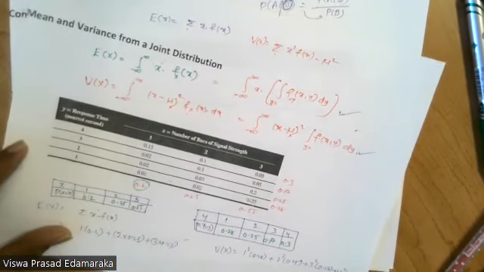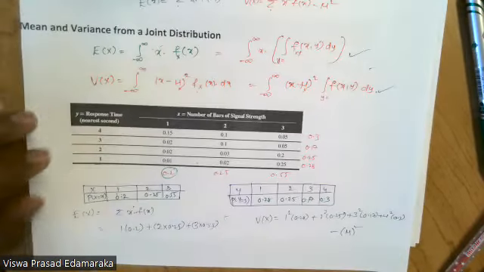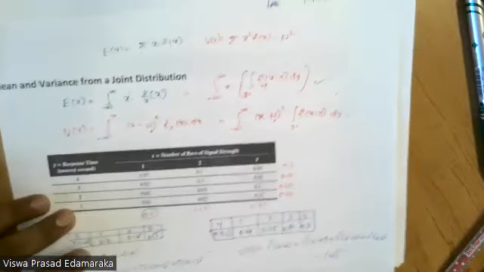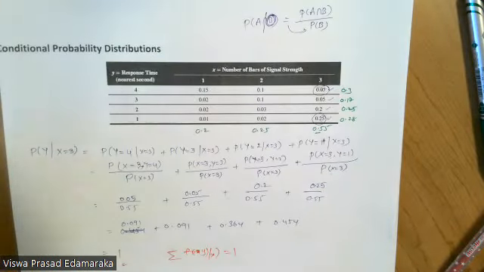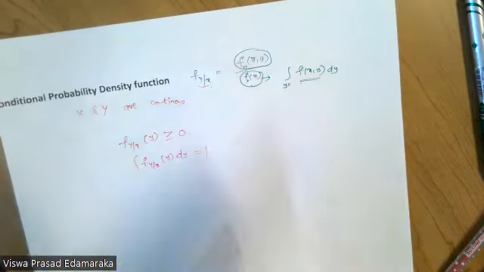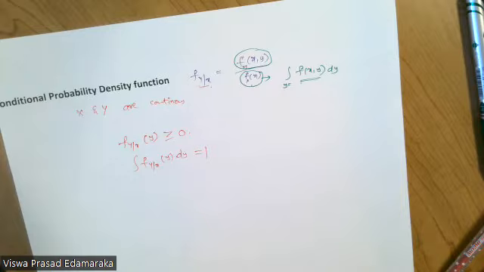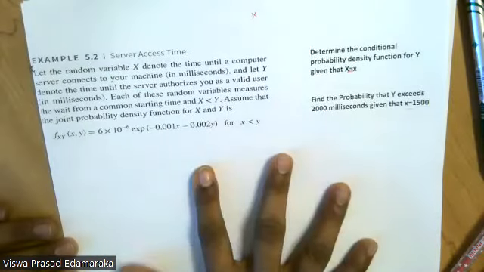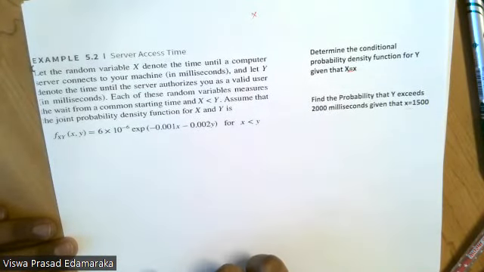And for the mean and variance of joint probability, we have consolidated this big table into two small tables, so directly we can calculate it. Then conditional probability distribution for discrete and the conditional probability density function formulae. So in the next section, we'll see this problem, the conditional joint probability. Thank you.